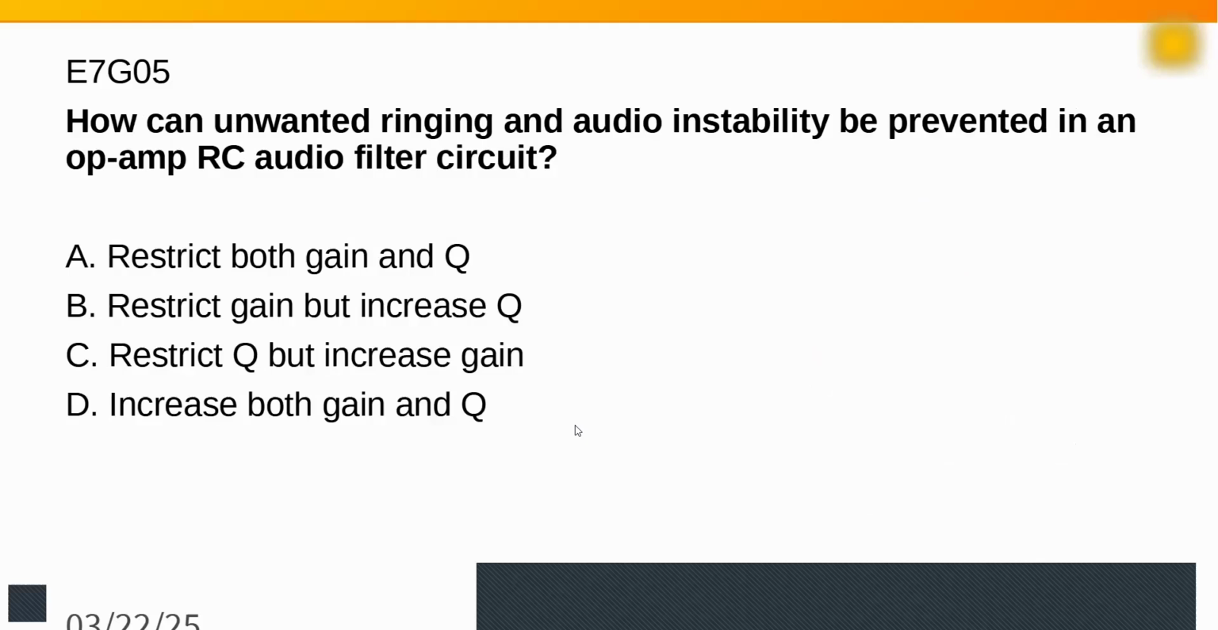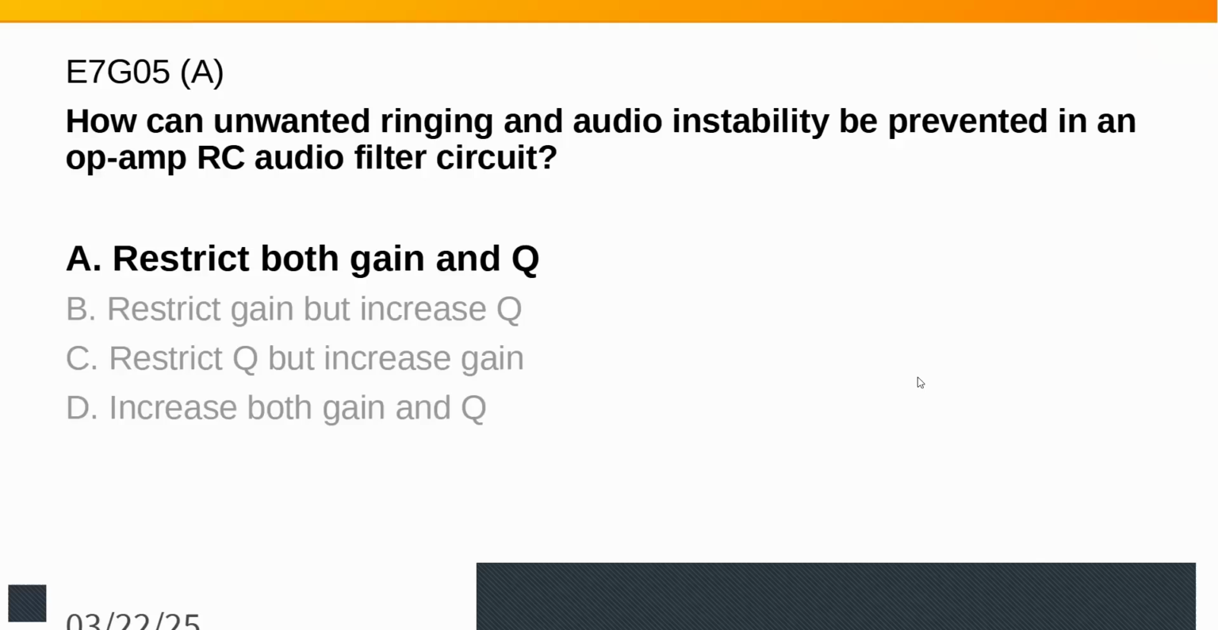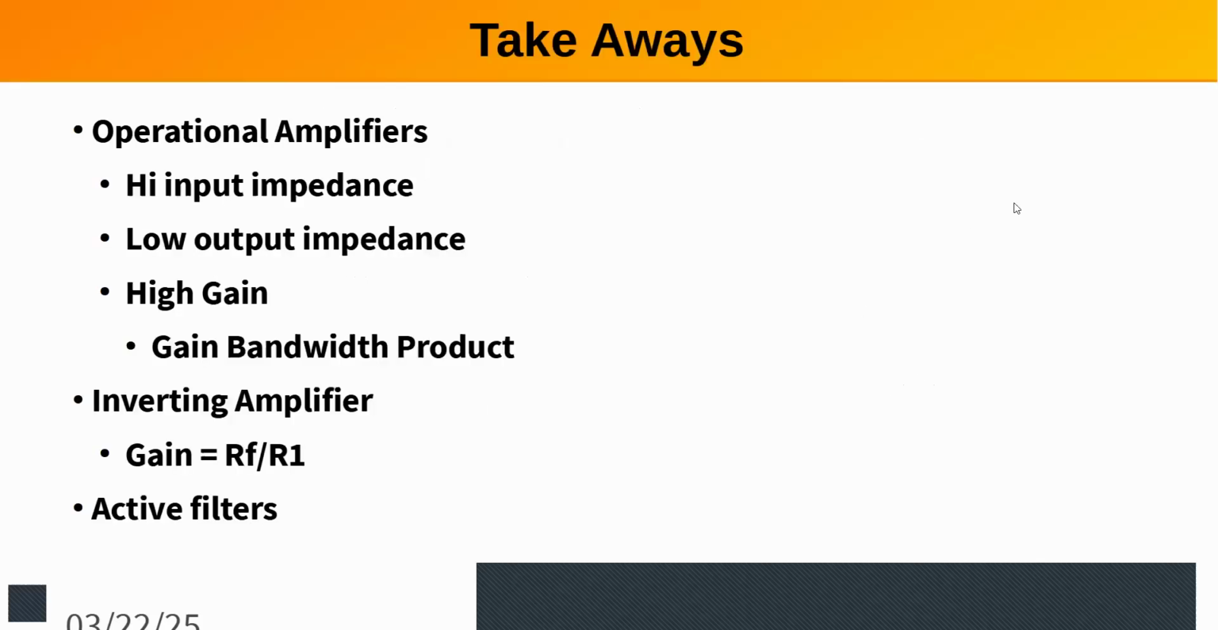How can unwanted ringing and audio instability be prevented in an operational amplifier for audio? Restrict gain and Q. Okay, let's move along. Get this last one out of the way.